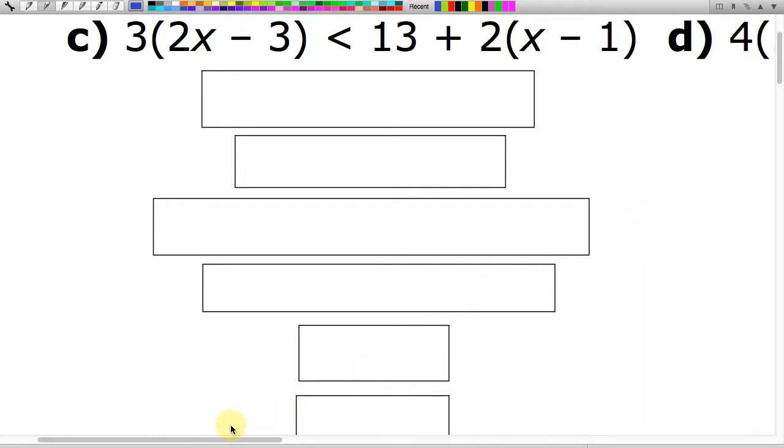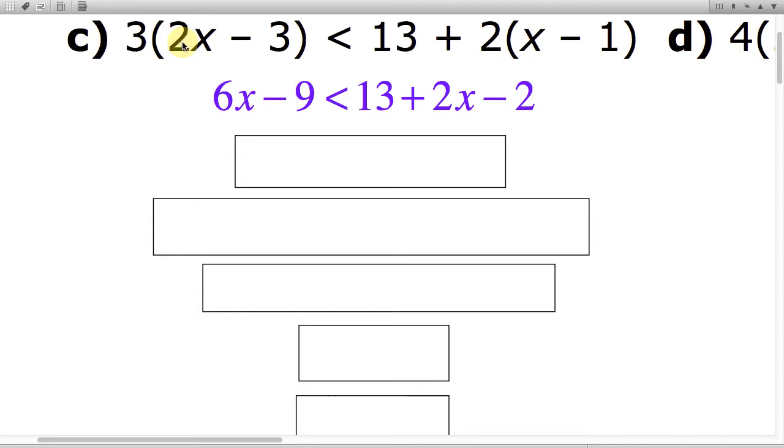More solving and drawing a number line and doing a graphical solution. So first of all, we need to expand the brackets. So 3 times 2x is 6x, 3 times negative 3 is negative 9. 13 stays here, 2 times x is 2x, and 2 times negative 1 is negative 2.